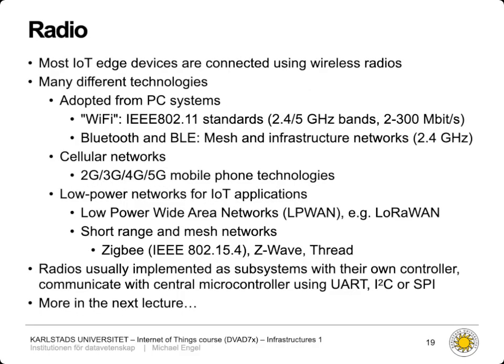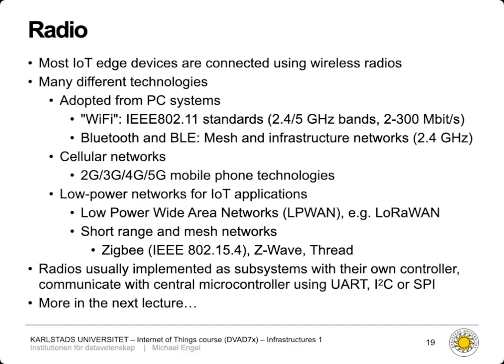Finally, we have radios. We've seen that most IoT edge devices are nowadays connected using wireless radio technology, and there are many different technologies. We can differentiate between 3 classes. The first one is technology adopted from PC systems. So we have Wi-Fi, which is officially called IEEE 802.11, a family of standards for wireless networking technology.